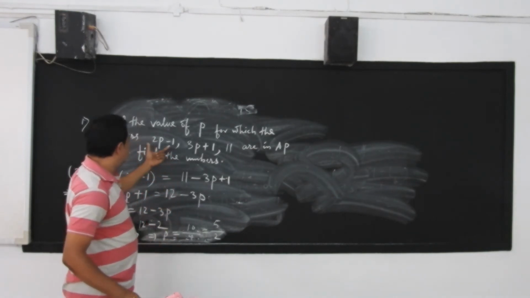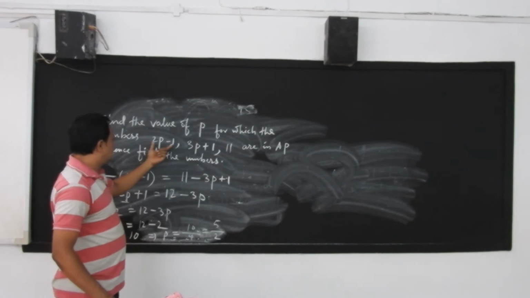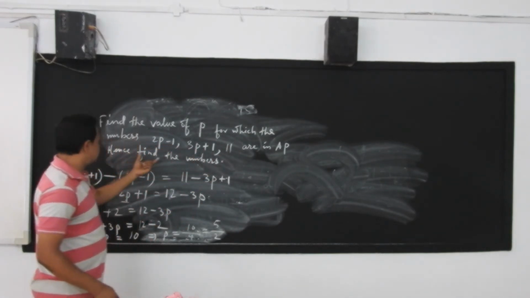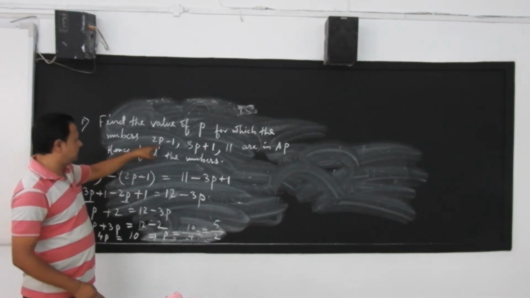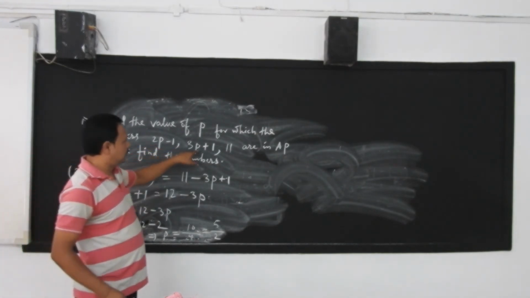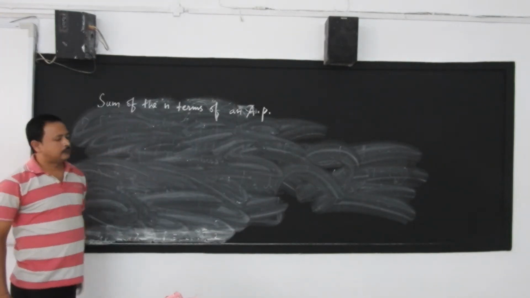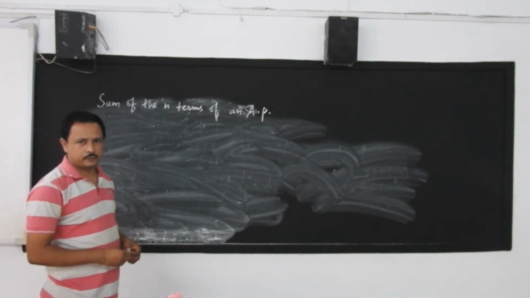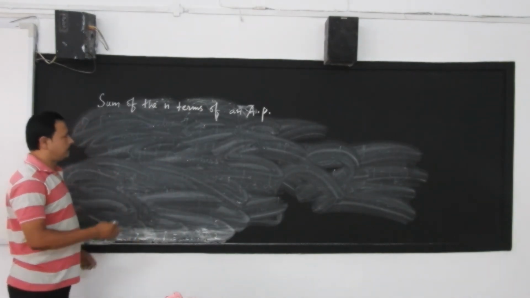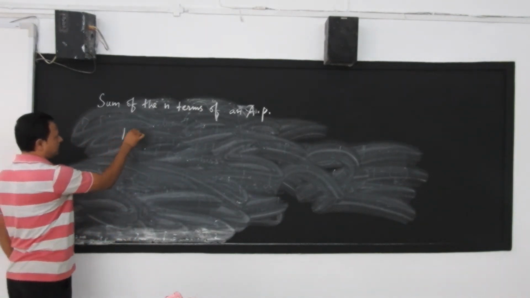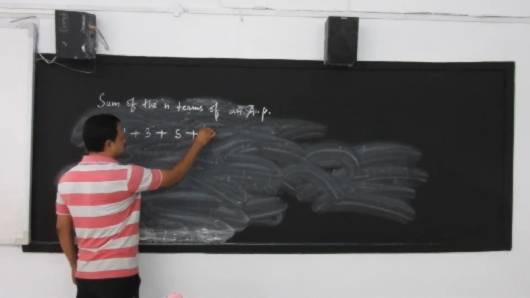So like this you can find out the value of p if the numbers are in AP, and hence find the numbers. Now you can put the value of p here, then you can find out the numbers also. Sum of the n terms of an AP. How to find the sum of n terms of an AP? As for example, 1 plus 3 plus 5 plus 7 plus and so on.